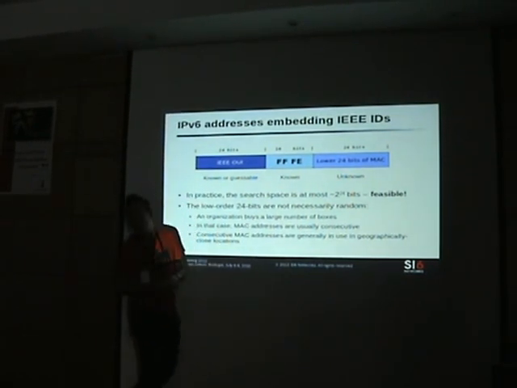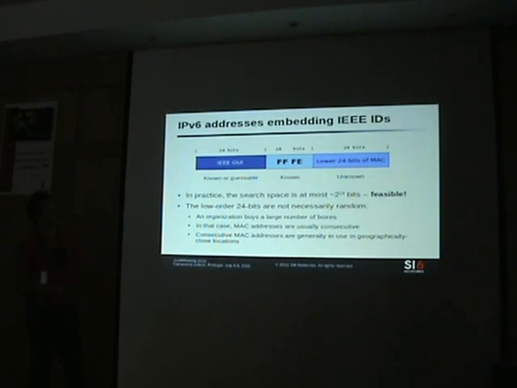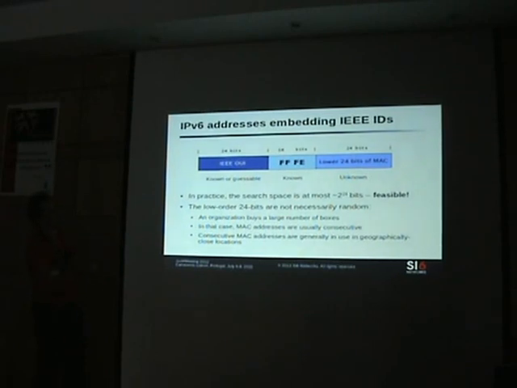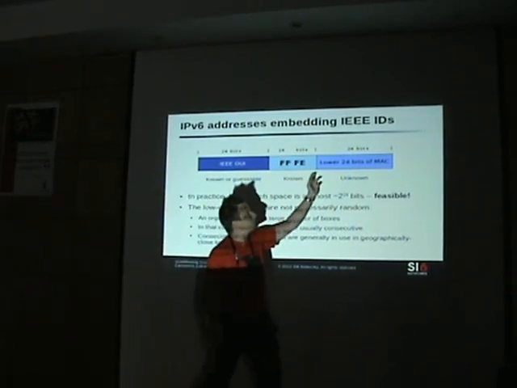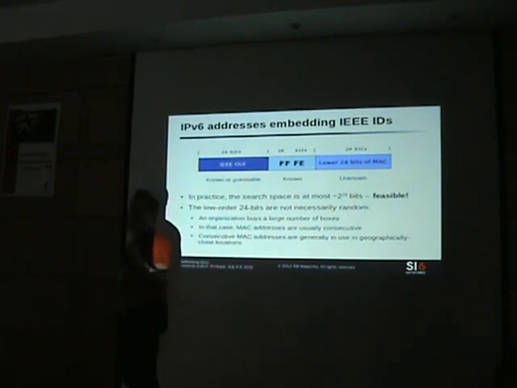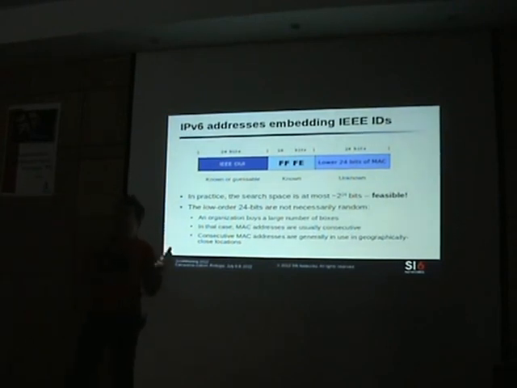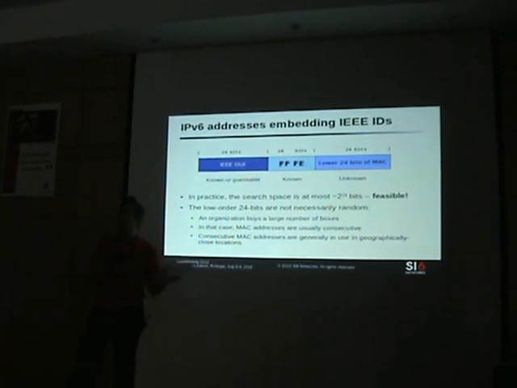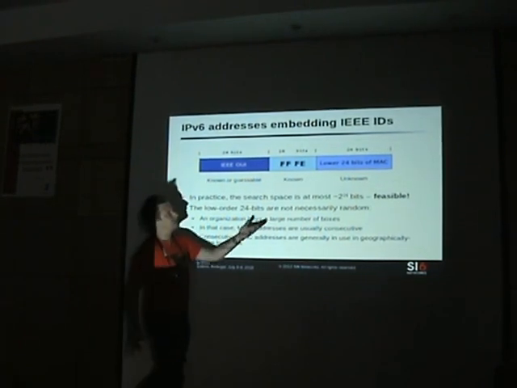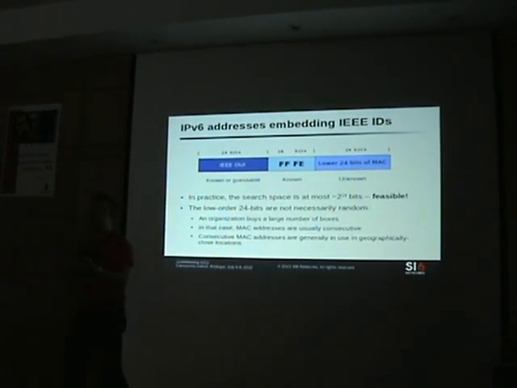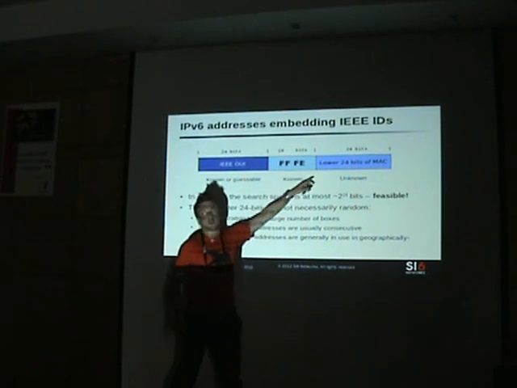And then the bits that are supposed to be random are the low order 24 bits. But first of all, even if we assume that these low order 24 bits were random, scanning an address space of 24 bits is already feasible. So we started assuming that we had to go through a search space of 64 bits, and now we are saying that if we know a little bit about the network, for example, the manufacturer of the devices connected to that network, then the search space may be just 24 bits, okay?